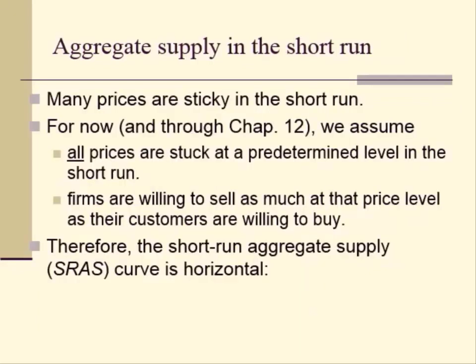Now let's discuss aggregate supply in the short run. In the short run, many prices are sticky. For now and through chapter 12, we assume all prices are stuck at a predetermined level in the short run. And firms are willing to sell as much at that price level as their customers are willing to buy. Therefore, the short run aggregate supply curve is horizontal, as seen in the next slide.